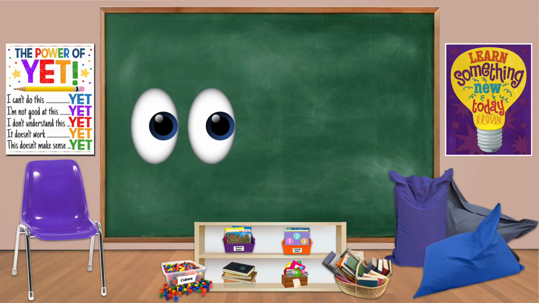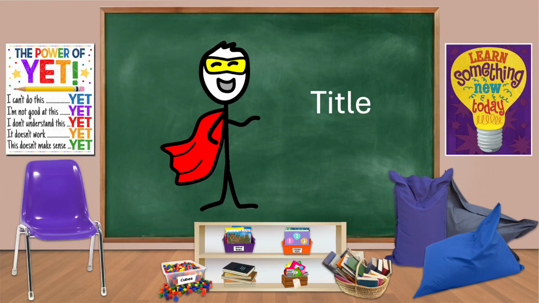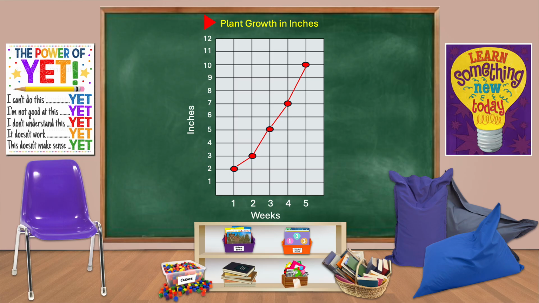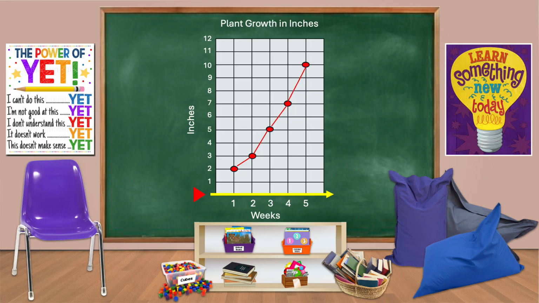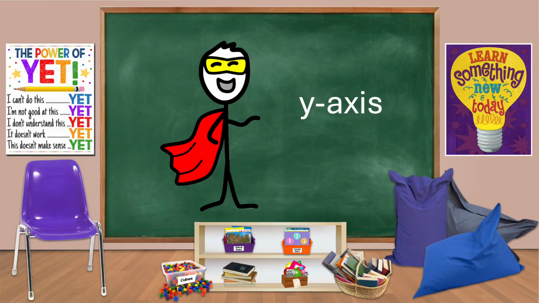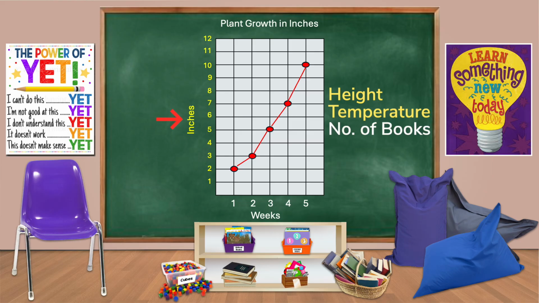Let's look closely at the different parts of a line graph. The title. It tells you what the graph is about. For example, plant growth in inches. The x-axis. This is the line that goes across at the bottom from left to right. It usually shows time, like days, weeks, or months. The y-axis. This is the line that goes up and down on the left side of the graph. It shows the numbers you are measuring, like height, temperature, or even number of books.